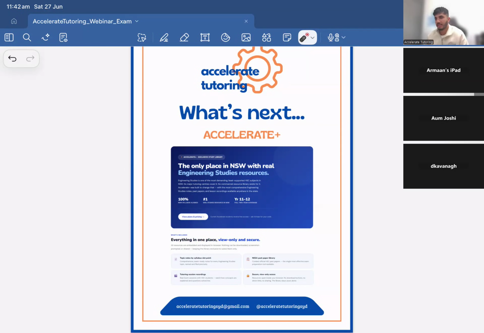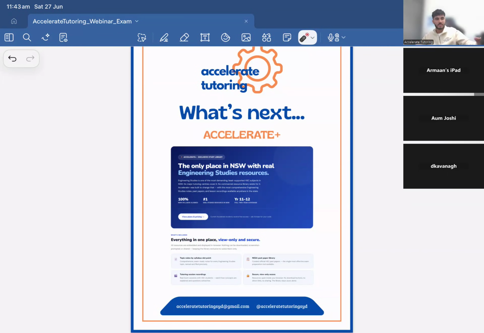As I said, I am currently in the process of creating Accelerate Plus, which is going to be a platform specifically for engineering studies, and other subjects slowly, but engineering studies is where my forte is at the moment. So currently I have already created... let me add a screenshot. So yep, I'm just adding it into the Zoom chat so you guys can see there.